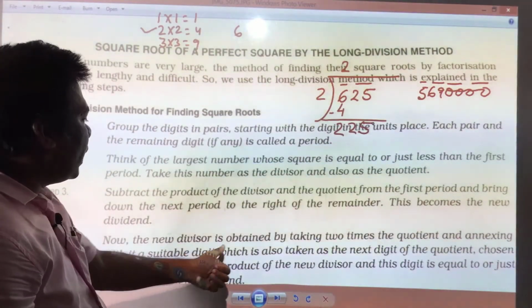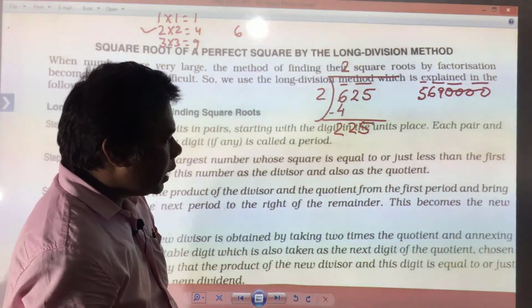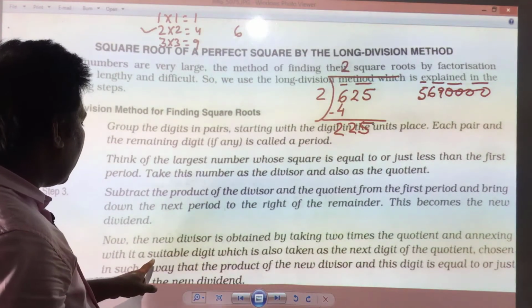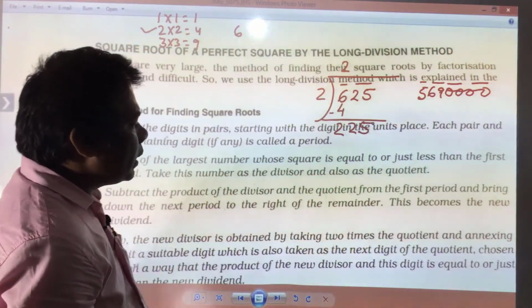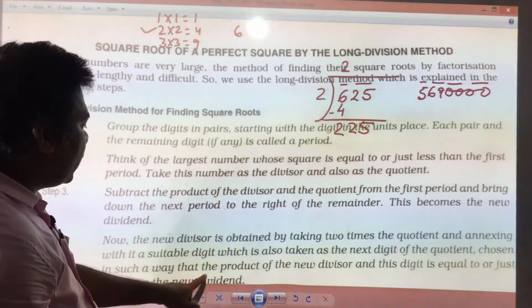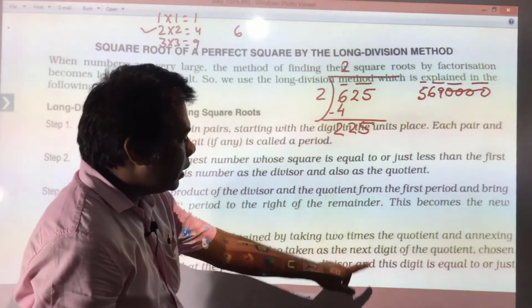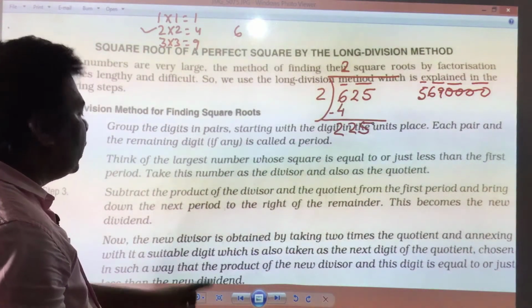Now, the new divisor is obtained by taking 2 times the quotient and annexing to it a suitable digit, which is also taken as the next digit of the quotient, chosen in such a way that the product of the new divisor and this digit is equal to or just less than the new dividend.